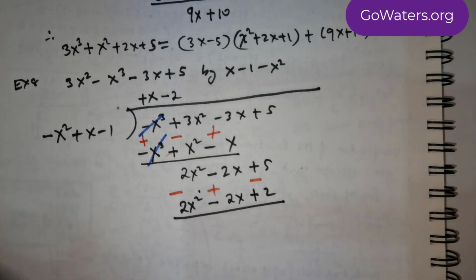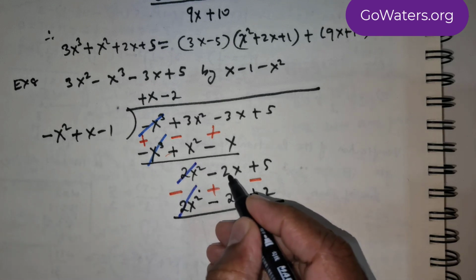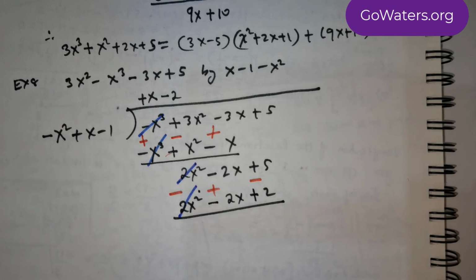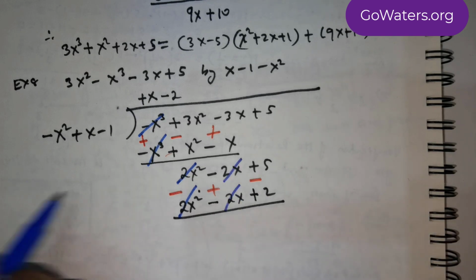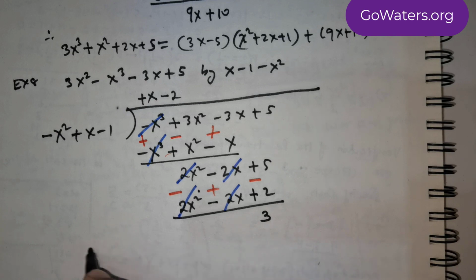Negative 2x squared and you have a positive 2x squared. They cancel and vanish. You got negative 2x added up with positive 2x. They cancel and vanish. You got 5 added up with negative 2. That's going to give me 3. So therefore, what have you got? X to the power of 3 with a negative sign.